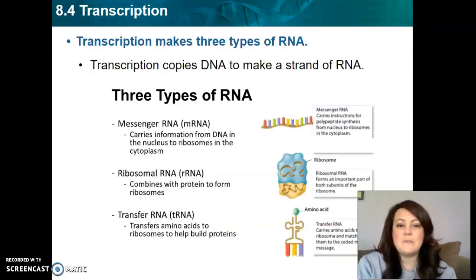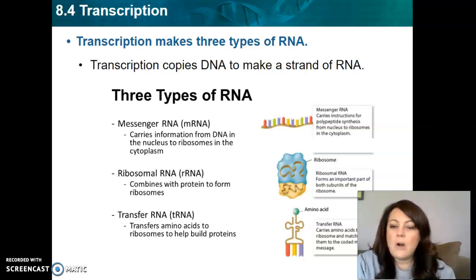Transcription will make three types of RNA. There's many more, but these are the only three that are important for you guys right now. Transcription will copy the DNA to make a strand of RNA. The three types of RNA that we talk about in biology are messenger RNA, or mRNA, and its job is to carry information from DNA inside the nucleus out to a ribosome that's floating around in the cytoplasm. So you remember that messenger RNA carries the message from the DNA.